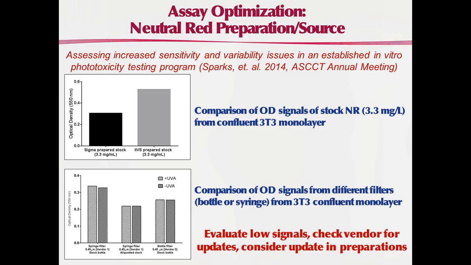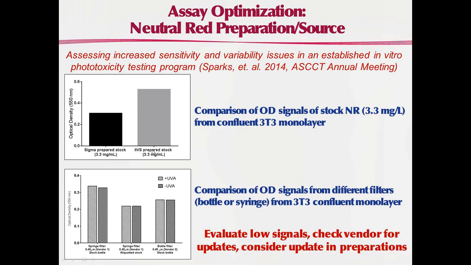So we took a confluent layer of 3T3 cells that would be about the same amount of confluency at the end of the assay, and we added 33 microgram per mil dilution of Nutri-Red in assay medium to those cells, and here we have our optical density signals. This would be the old stock that we had used, and then this is the prepared stock.